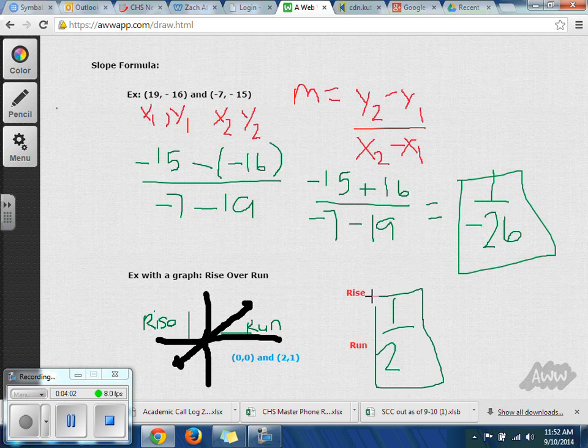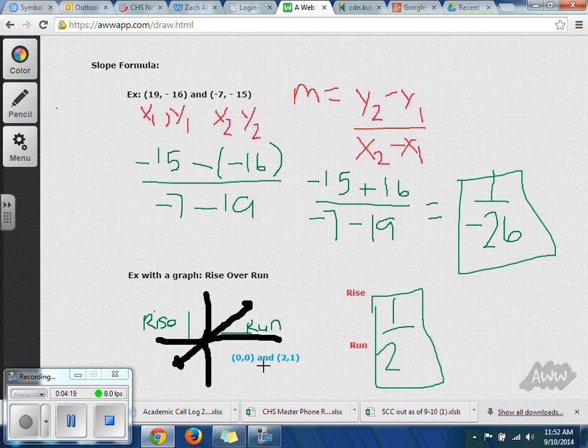That was a lot faster than using this formula, but you could always check your work that way, especially if you have a very accurate graph. Notice again, this is a fraction. Sometimes you'll have whole numbers.